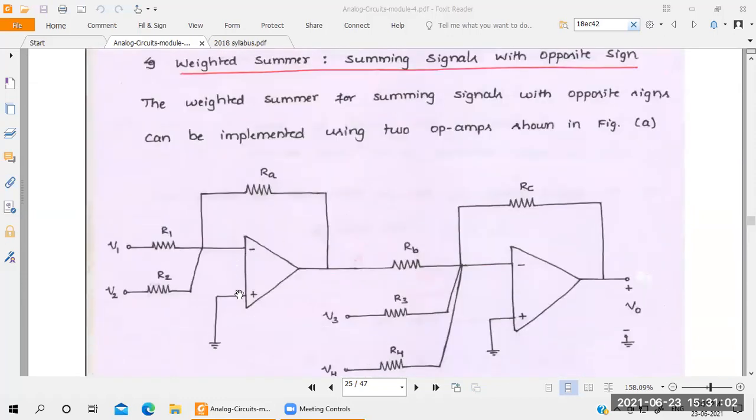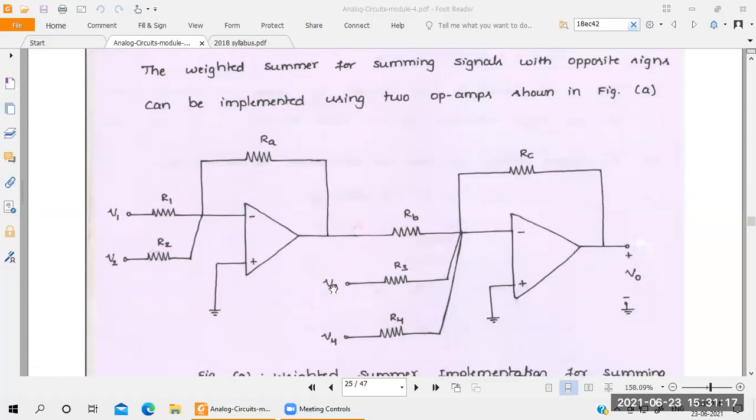The first op amp, which is an inverting op amp, consists of two voltage sources, V1 and V2. The second op amp consists of three voltages: the output of the first op amp, then V3 voltage, then V4 voltage. Total how many voltages are there? Four: V1, V2, V3, V4. For combining these four voltages, they have taken two inverting op amps.